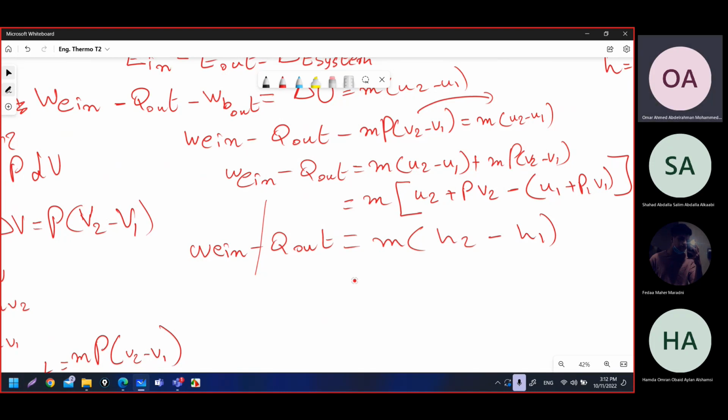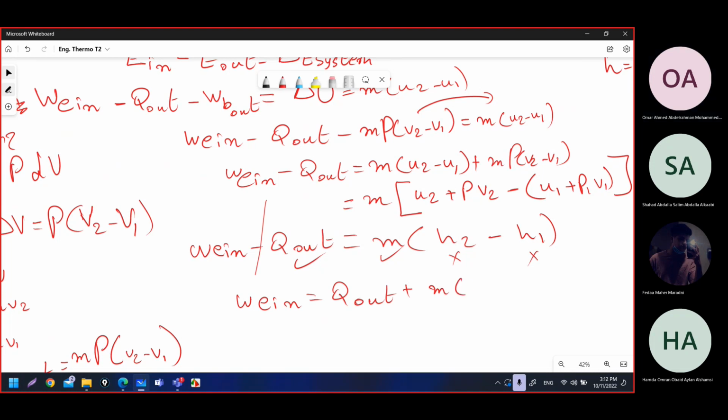I'm given Q_out in the question, so I have Q_out. I have the mass. The remaining is that I don't have h2 and h1 in order to calculate W_in. So if I put W_in on one side, it will equal Q_out plus m(h2 minus h1).